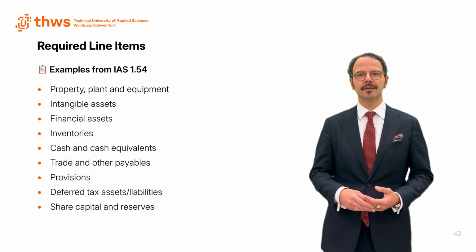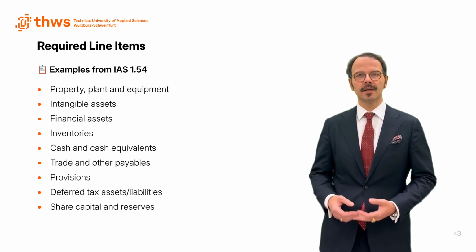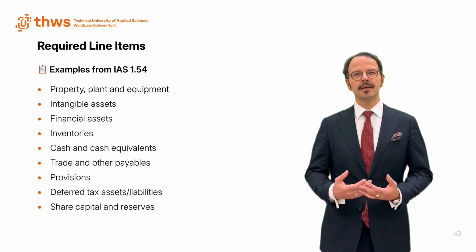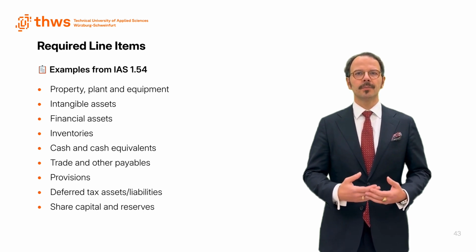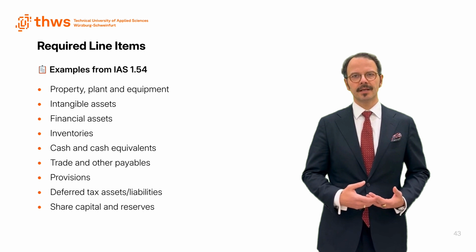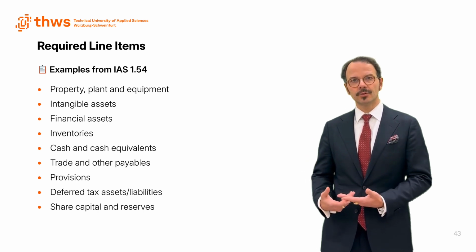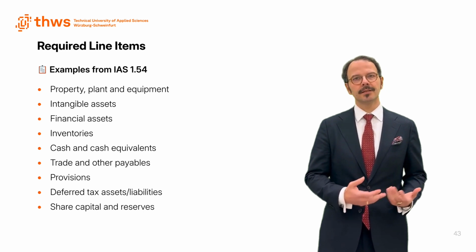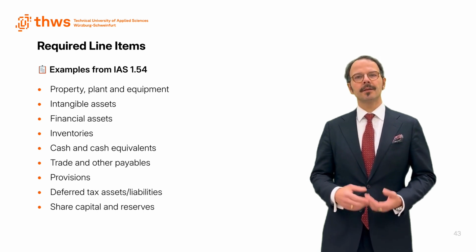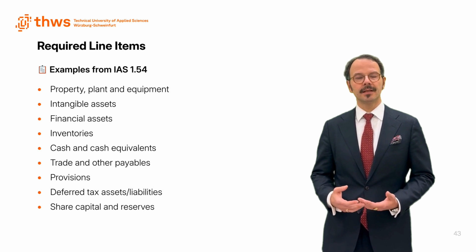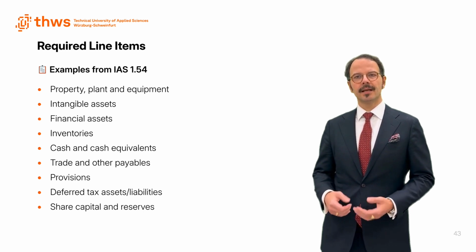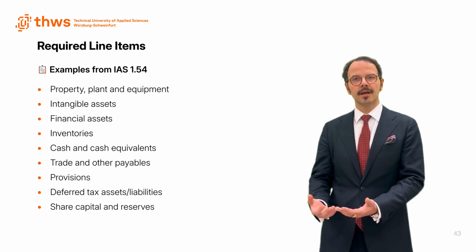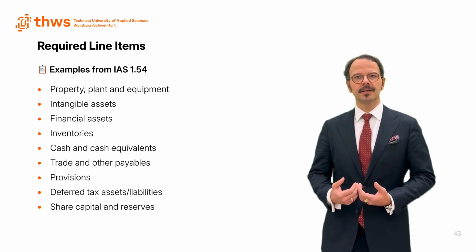It gives you a list of specific items that must be shown, if they're material. Things like property, plant and equipment, intangibles, financial instruments, inventories, cash and cash equivalents, trade payables, deferred taxes, share capital and reserves. The point is there are baseline expectations, okay? And you can't just lump everything into other, even if it feels easier.